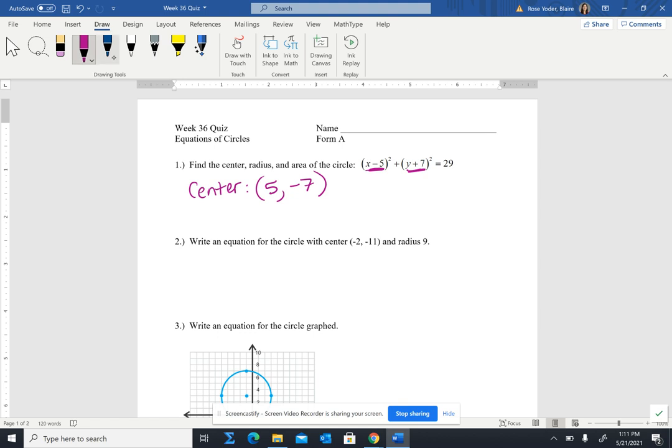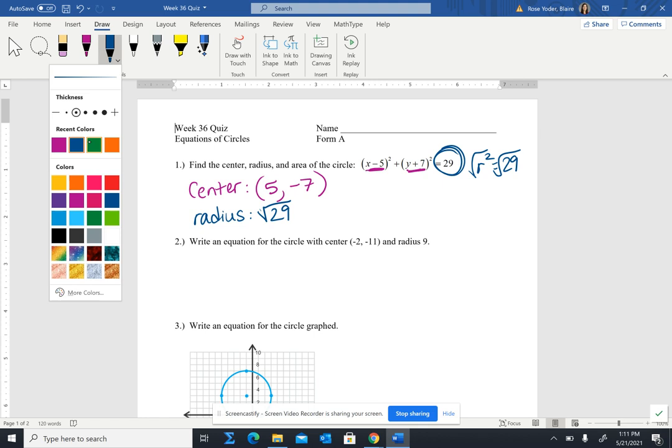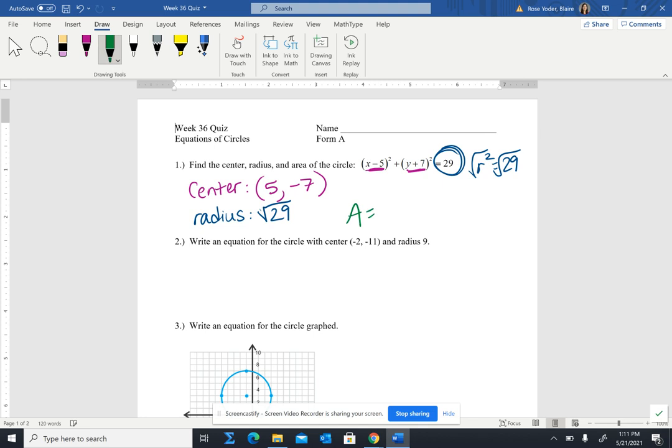Then when we are finding the radius of the circle, make sure that you take this 29, and then that's the radius squared. So if radius squared is 29, then the radius would be square root of 29. If you want to give a decimal approximation, that's fine, but I figure why not just give the exact answer. And then finally, to find the area of the circle, my favorite strategy for this is, since 29 is r squared and area is pi r squared, all you have to do is take the 29 and multiply it by pi, and that's your area.